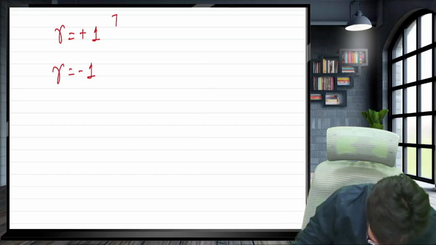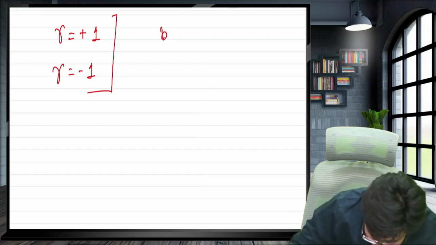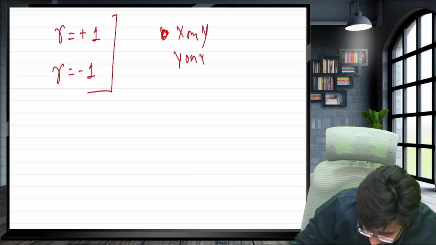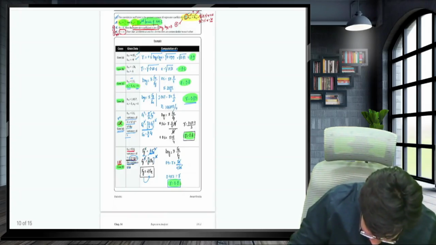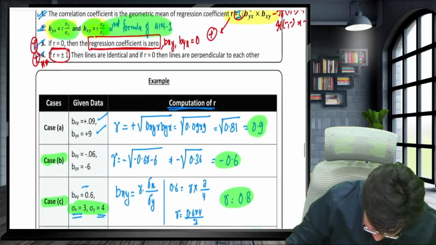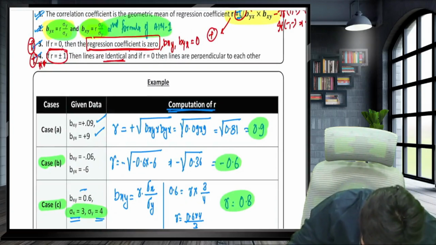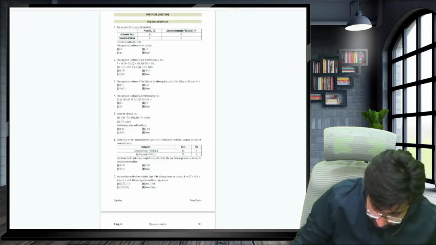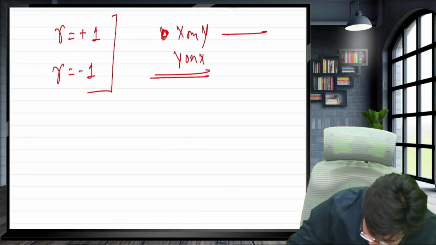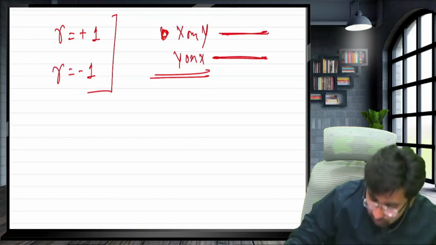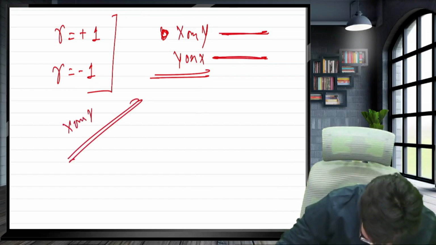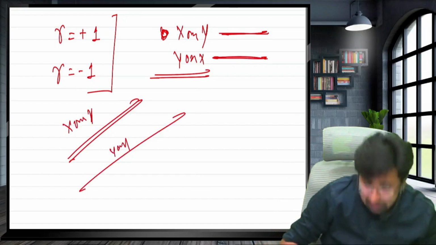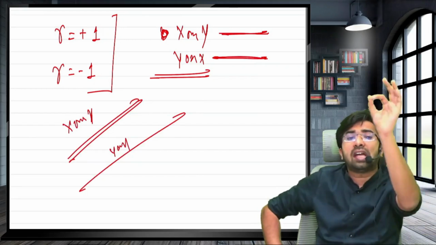Guys, if R is equal to plus 1 or minus 1, then for the lines x on y and y on x we can draw some conclusion also. These lines are identical. Sir, what do you mean by identical? I want to say if x on y is like this, then y on x is also like this. I mean to say they are identical, they look exactly the same.